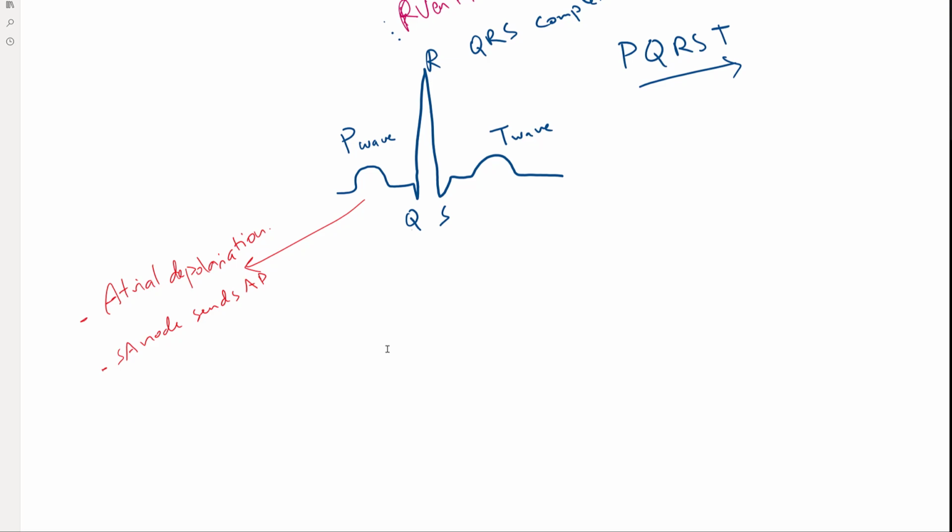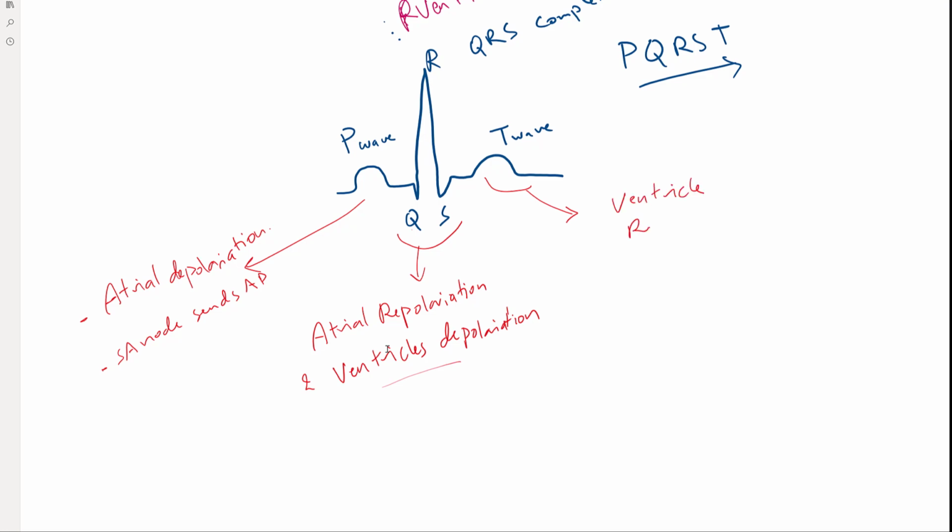Then the QRS complex. The next step after atrial depolarization is atrial repolarization, which the QRS represents. And also, and we will see some details there, it means ventricle depolarization. And then the T wave: since we have ventricle depolarization, it means ventricle repolarization. So those are the basic pieces of information about those steps. The P wave is for atrial depolarization, QRS for atrial repolarization and ventricle depolarization, and the T wave for ventricle repolarization.